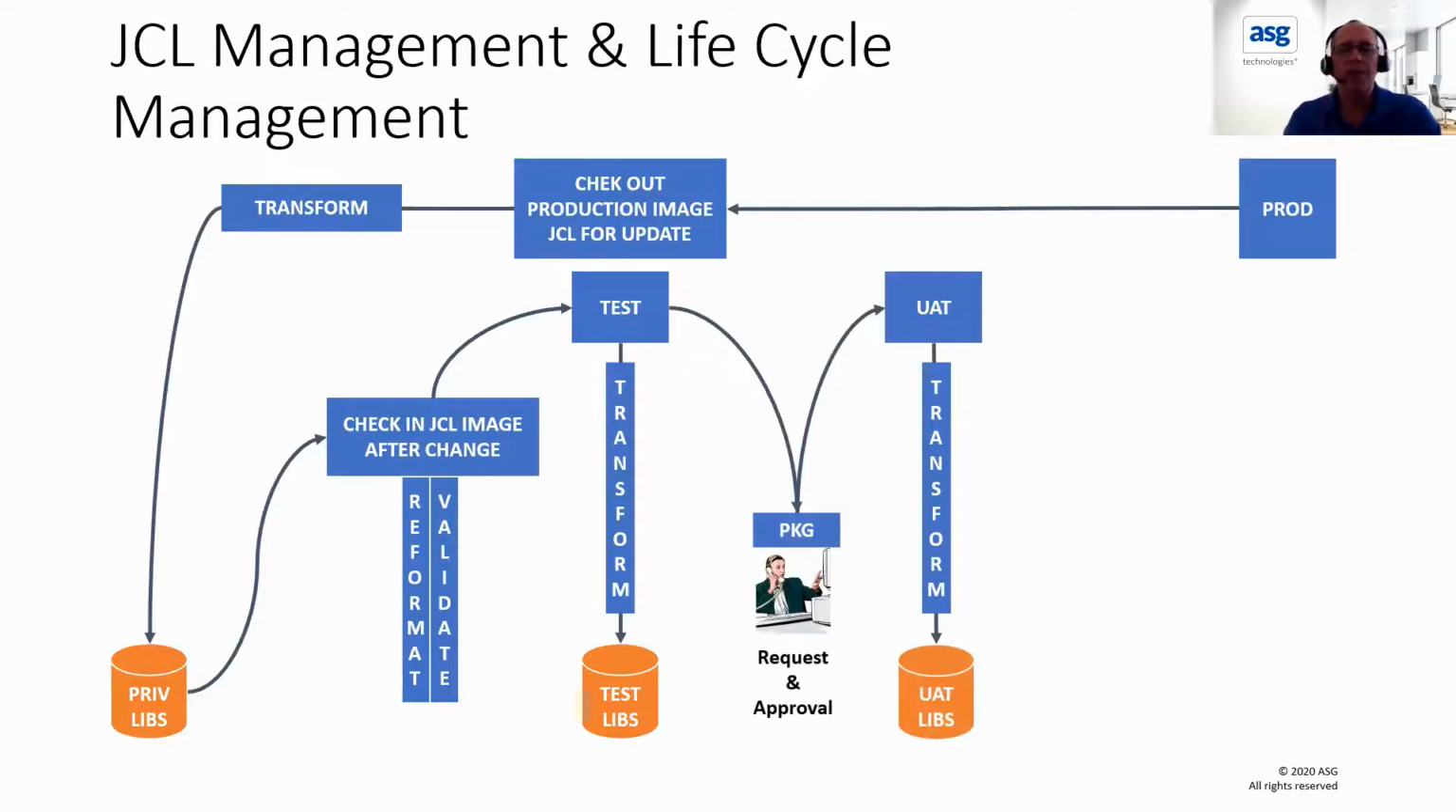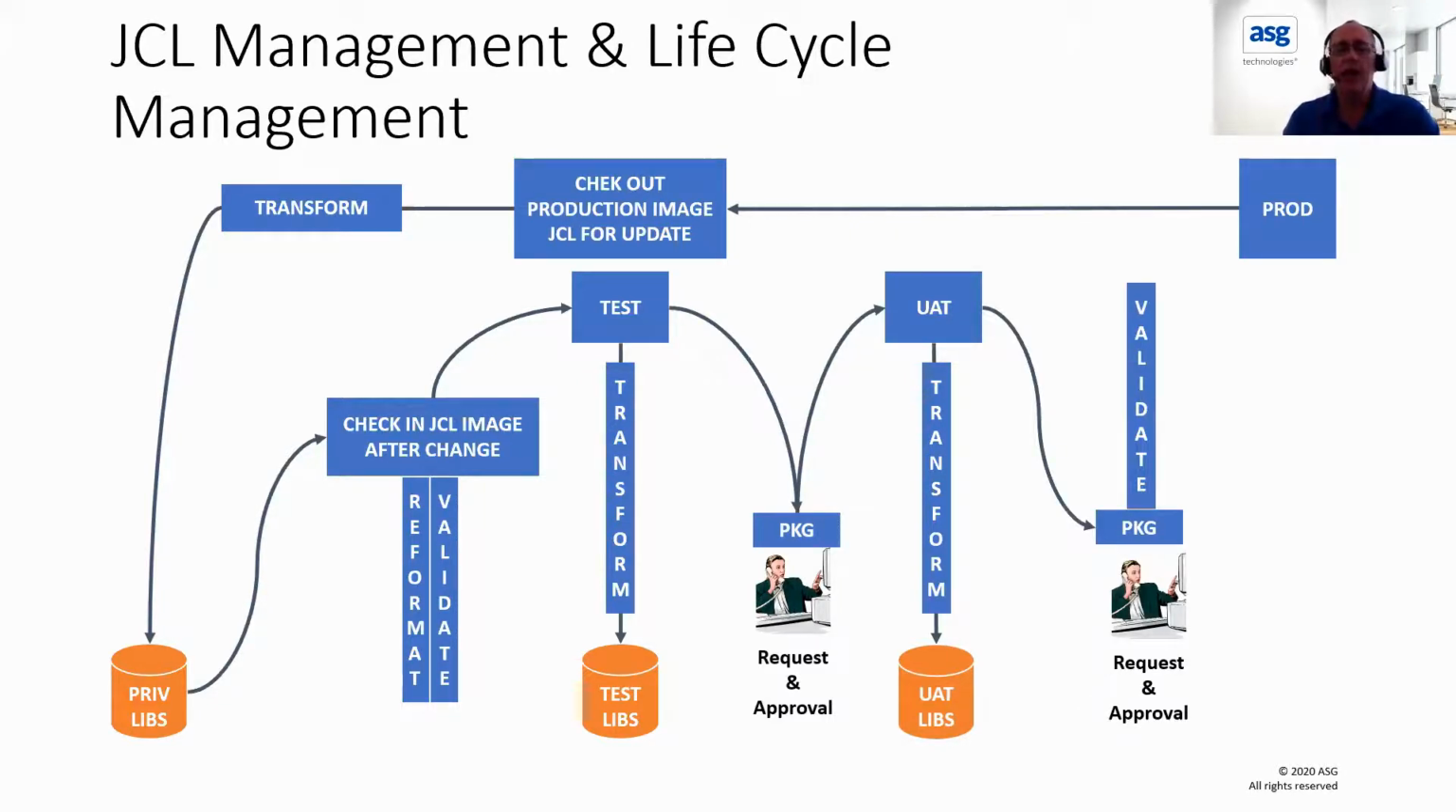You validate the JCL, then before you move into the UAT system, you have to, again, change all the library names, dataset names, job names, and whatnot, job classes. And as you go through the change management cycle, you have to request approval every time you move it from cycle to cycle.